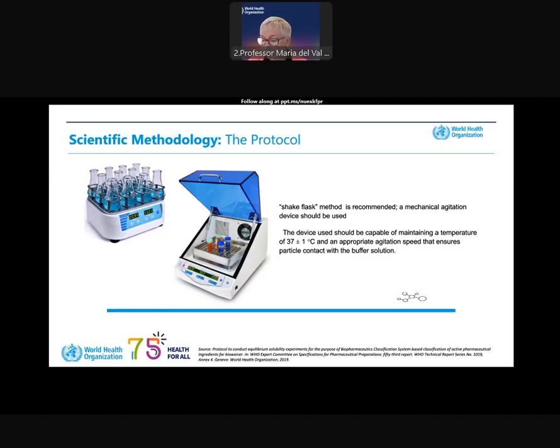The shake flask method for solubility determination is the recommended one. The idea is to use, if possible, a mechanical agitation device, and of course using an appropriately validated analytical method. The device should be capable of maintaining the temperature at 37 degrees Celsius, and with appropriate agitation speed to ensure the wetting of the particles and the particle contact with the buffer solution.